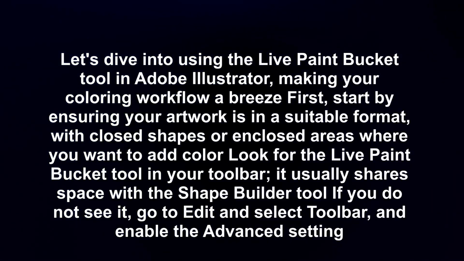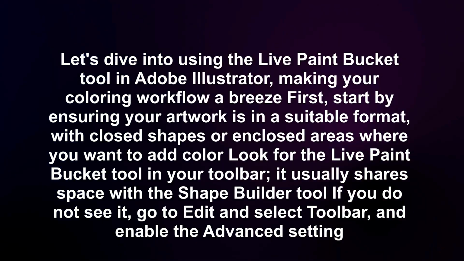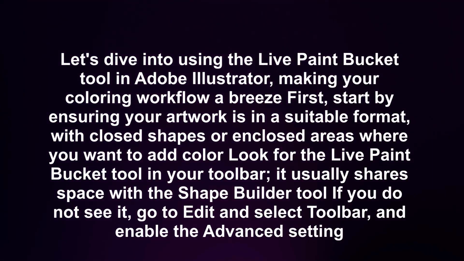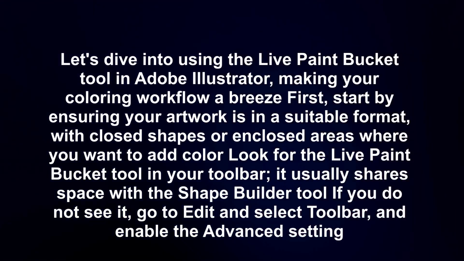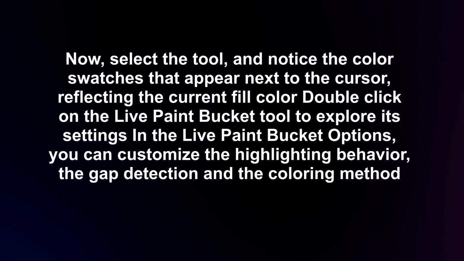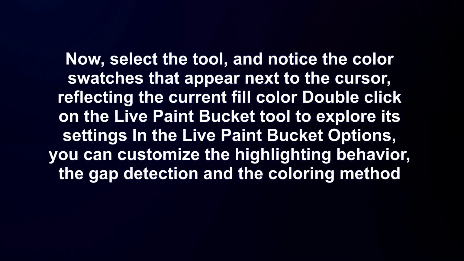With closed shapes or enclosed areas where you want to add color, look for the Live Paint Bucket tool in your toolbar. It usually shares space with the Shape Builder tool. If you do not see it, go to Edit and select Toolbar, and enable the Advanced setting. Now, select the tool, and notice the color swatches that appear next to the cursor, reflecting the current fill color.